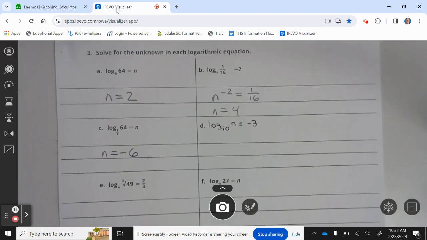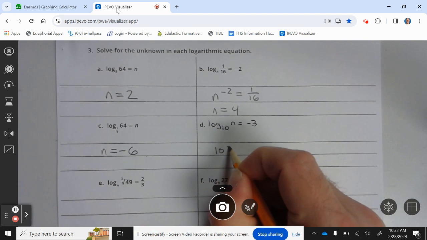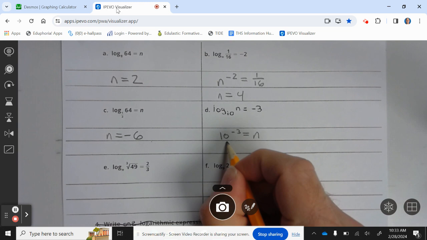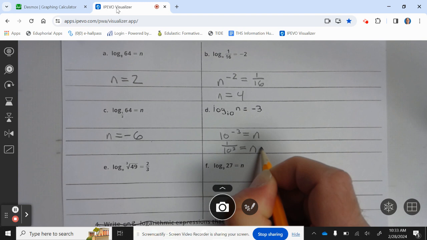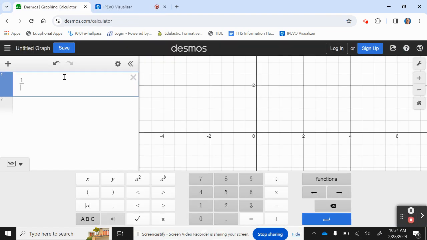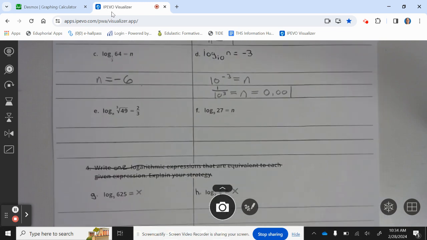All right, let's take a look at D. So then I can rewrite that as 10 to the negative 3 equals n, which can be rewritten as 1 divided by 10 cubed equals n, which we can also write as 0.001. So n is equivalent to 1 divided by 10 cubed, or 0.001. Let's take a look at E.